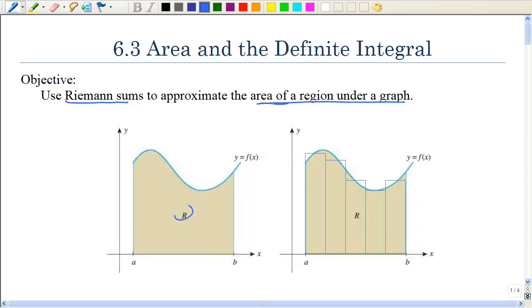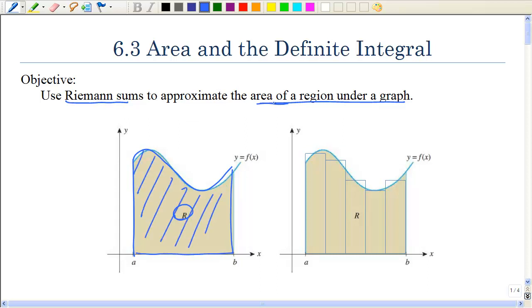We're going to look at this region here, and we have some function, and we want to bound it by vertical lines A and B and the x-axis. And I want to know, what is the area of that? Well, if it was a square or a triangle or something like that, we have formulas, but it's not. So how can we approximate the area? Well, one way is to draw rectangles, which I've done here.